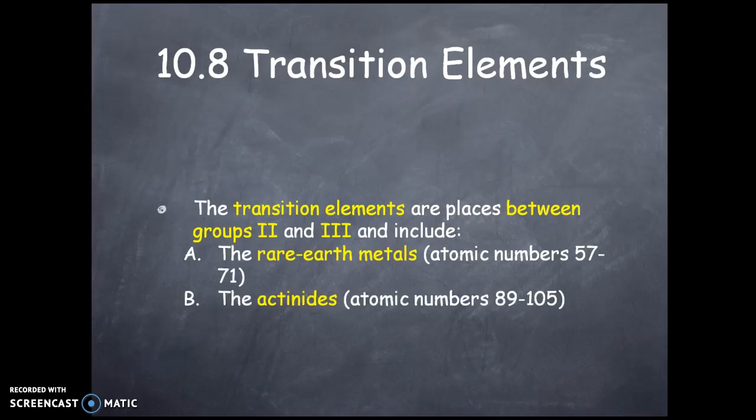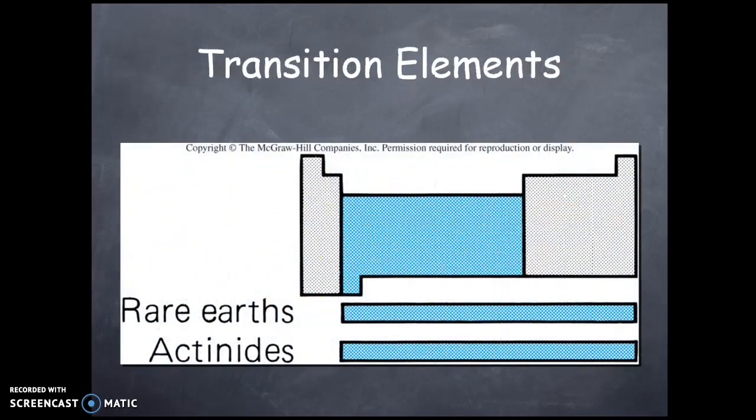Transitional elements are placed between group 2 and group 3, and they include the rare earth metals and actinides. Rare earth metals have atomic numbers from 57 to 71, and actinides have atomic numbers from 89 to 105. Those are right under the periodic table in two horizontal rows. These are rare earth elements and these are actinides.